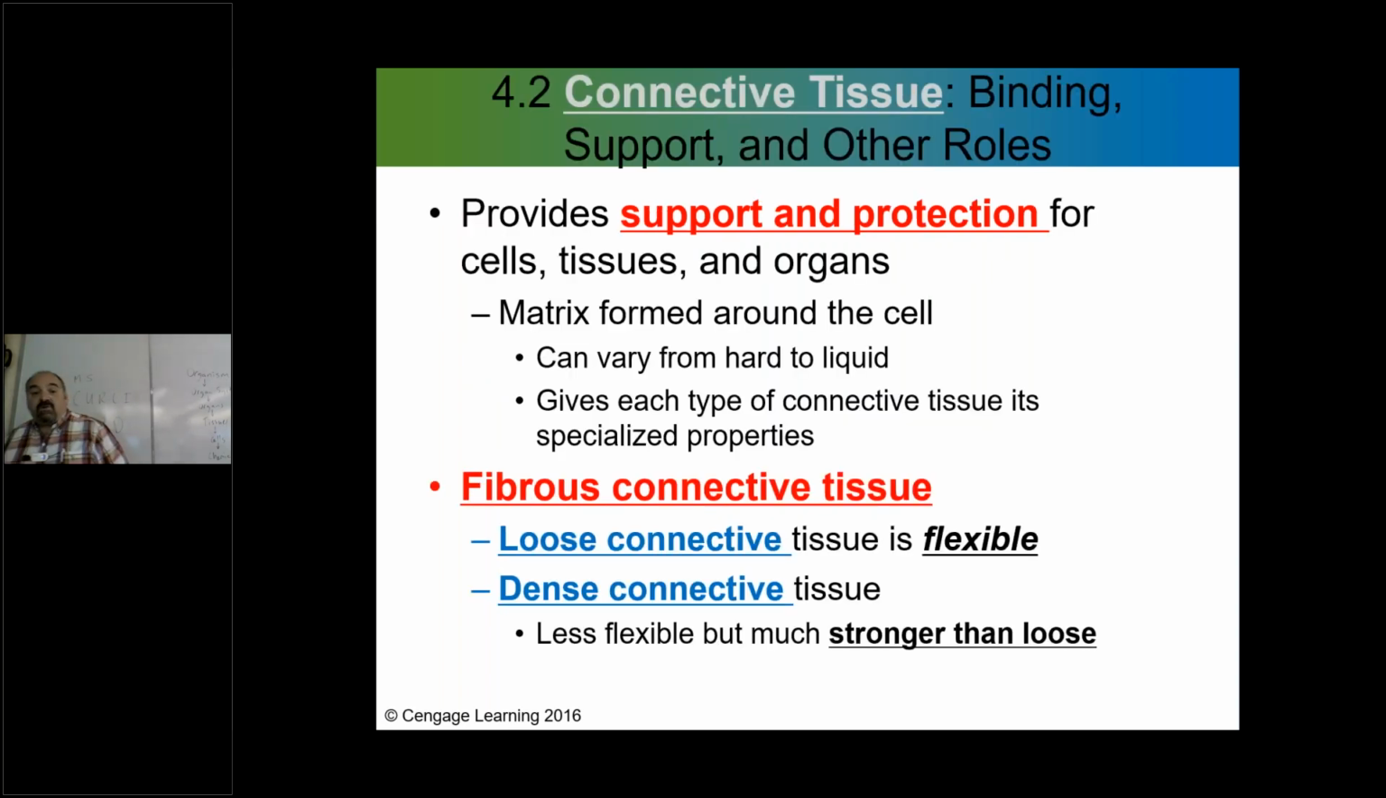Now, connective tissue. Do you recall this? We talked about what was the fluid connective tissue that I mentioned to you? Do you remember? Blood, right? Blood. That's right, correct. So blood is a type of connective tissue.